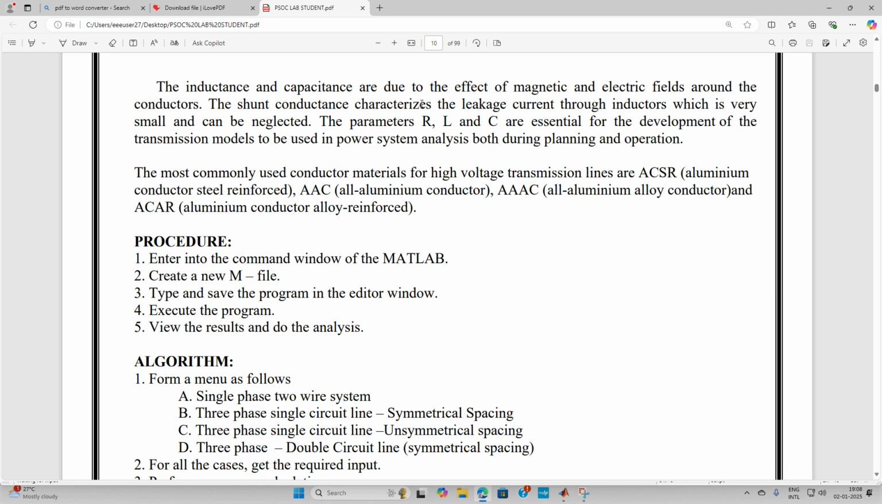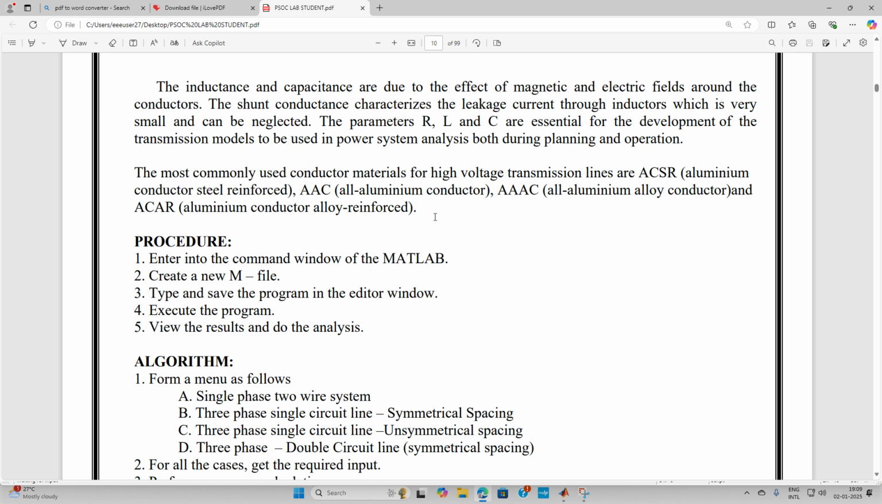Next, the parameters resistance, inductance, and capacitance are essential for development of the transmission models to be used in power system analysis, both during planning and operation. After that, what are the conductors we are going to use for the transmission lines? First, ACSR conductor, aluminum conductor steel reinforced, and another conductor, all aluminum conductor. Finally, all aluminum alloy conductor, and then the final one, aluminum conductor alloy reinforced. These are all the conductor materials used in the transmission line.